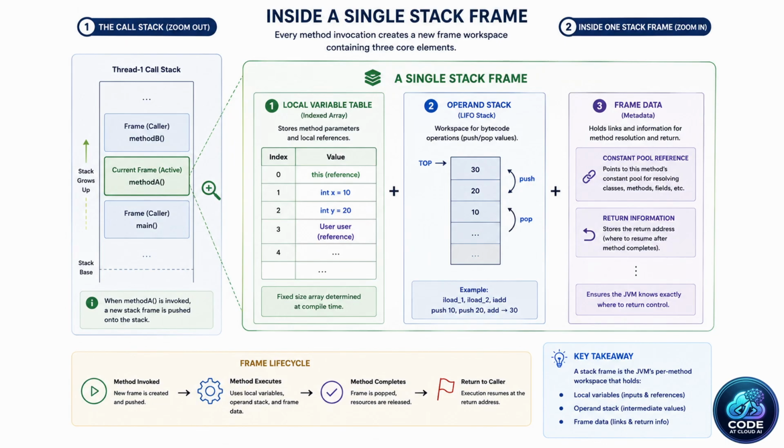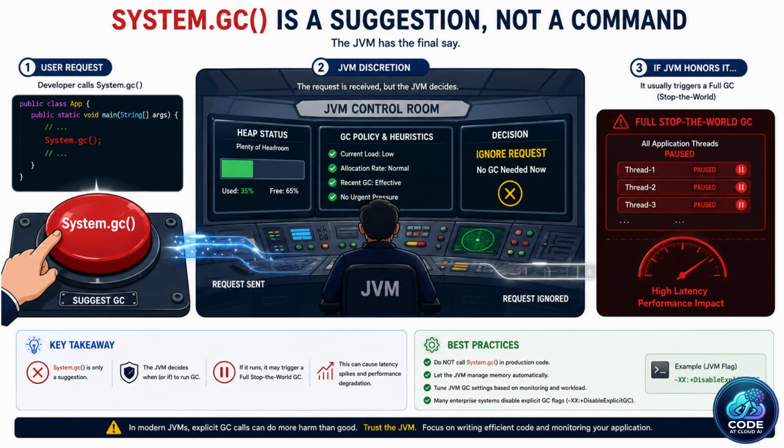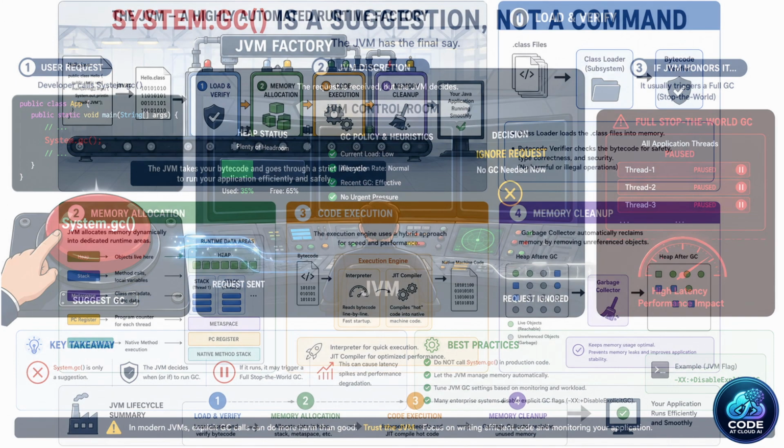Finally, let's address a classic misconception. Can calling System.gc guarantee that garbage collection will run? The simple answer is no. System.gc is a suggestion, not a command. The JVM reserves ultimate authority and will happily ignore the request if the heap has plenty of headroom. Worse yet, if the JVM does honor it, it typically triggers a full stop-the-world GC, freezing all application threads and causing major latency spikes in production. This is why enterprise architectures often completely disable explicit GC flags to maintain smooth, predictable performance.